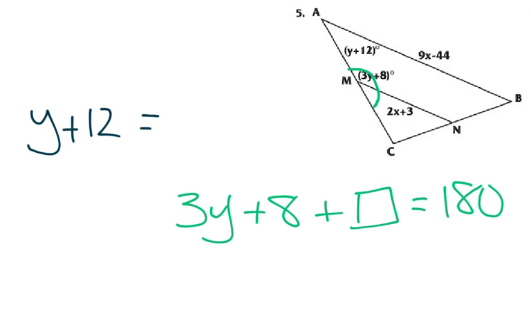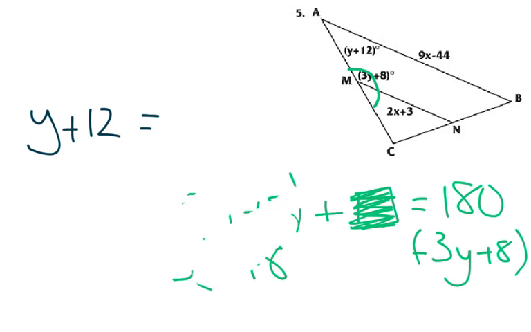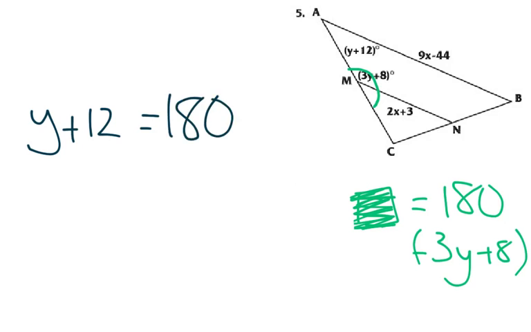So what we can do is subtract this 3y plus 8 from both sides, and that'll give us what this unknown is. This is what we need to know. So we're actually going to write it just like that. It's going to seem very weird if you've never done it before, but this angle, because we don't know what the expression is, what we do know is if we took 180 and subtracted it, that's what it would be.